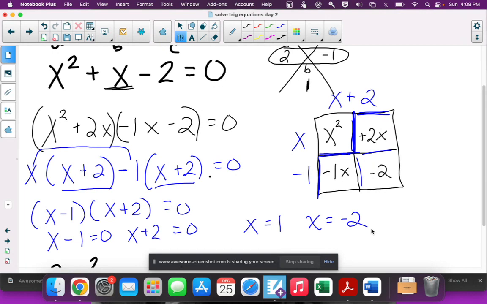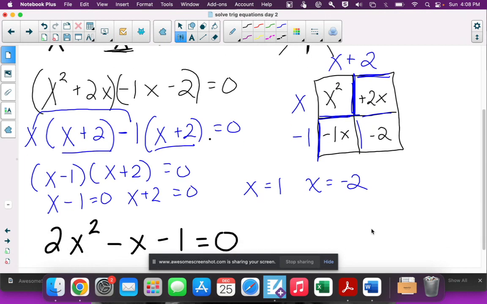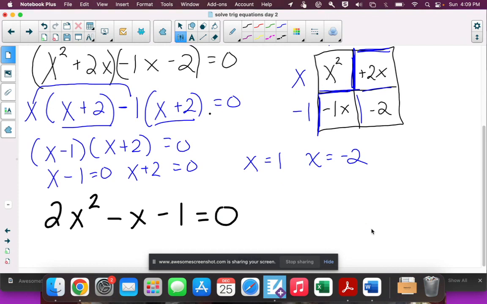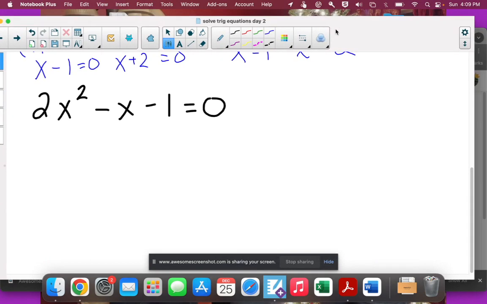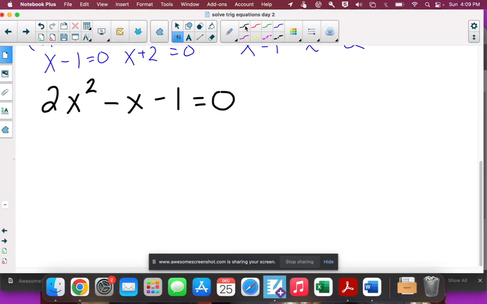All right, so let's try one where a is bigger than 1. Again, just as a reminder, because you will have to do that with solving trig functions that are quadratic as well. Okay, so same process, product and sum. My product, again, is always A times C, those two coefficients. So my product is -2. And my sum this time is -1. Okay, so what multiplies to give you -2 and adds to give you -1? So in this case, it's -2 and +1.